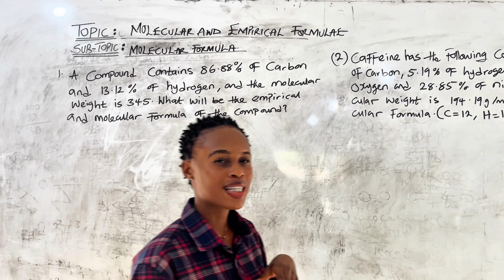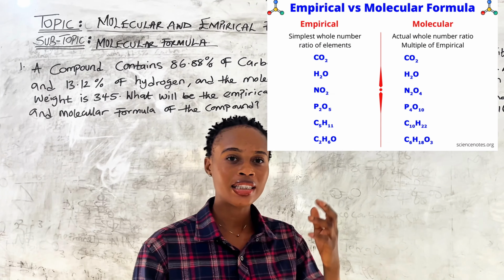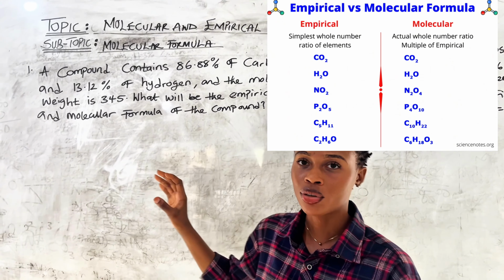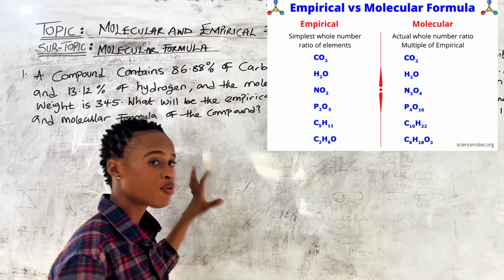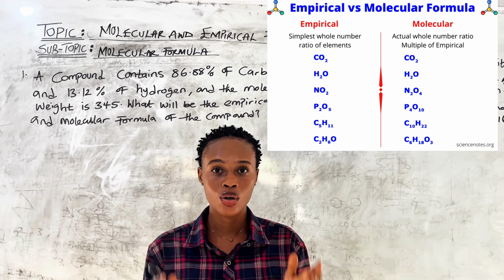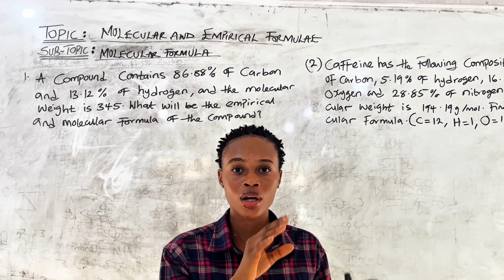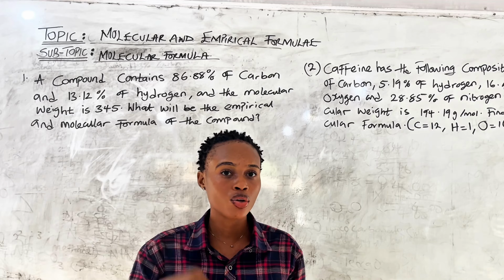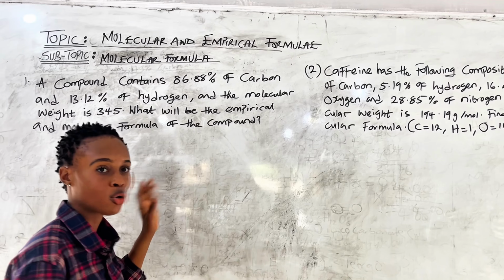In our previous video, we explained what empirical formula and molecular formula are. But just as a recap, remember we learned that empirical formula is the simplest whole number ratio of atoms in a compound, while your molecular formula is the actual number of atoms of elements present in a compound. So you can simply say the empirical formula is the simplified version of the molecular formula. If we understand that, I believe we should be able to solve this.